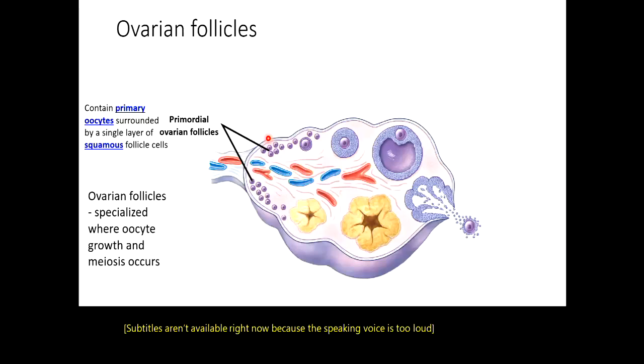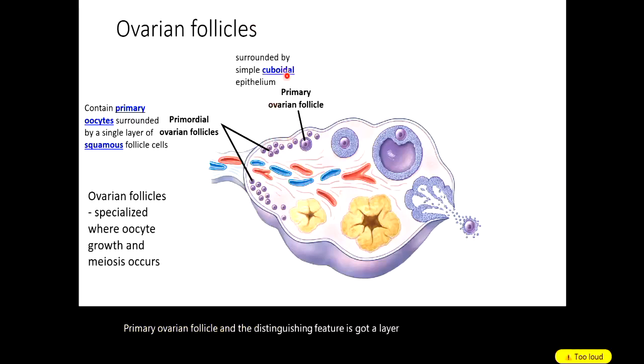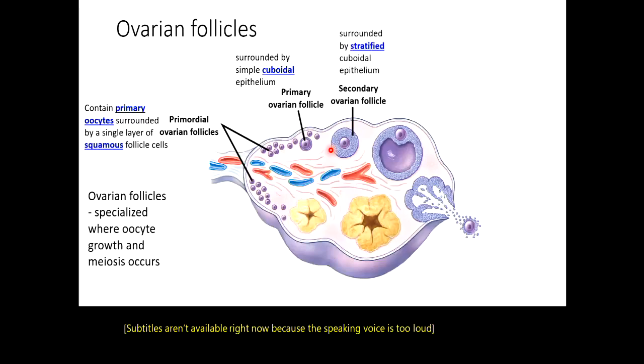is that it has a layer of simple squamous epithelial cells, and this is going to develop into a primary ovarian follicle, and the distinguishing feature is that it has got a layer of simple cuboidal epithelial cells. Notice that the previous one has simple squamous epithelial cells, this has got simple cuboidal epithelial cells. The primary follicle will give rise to a secondary ovarian follicle which has got stratified cuboidal epithelial cells. So I told you that stratified cuboidal epithelial cells are very rare. This is one of the few places where you find multiple layers of cuboidal epithelial cells.